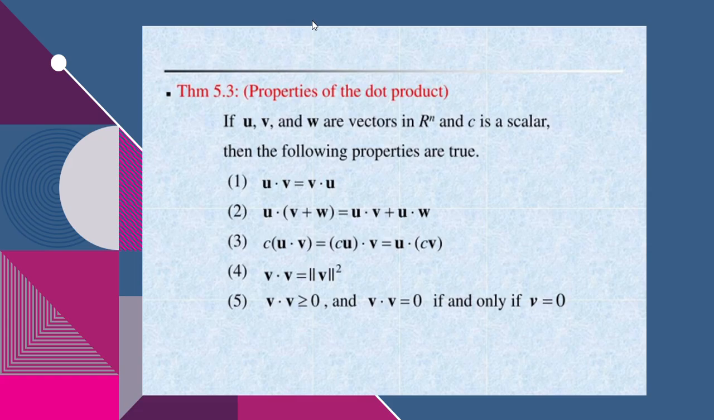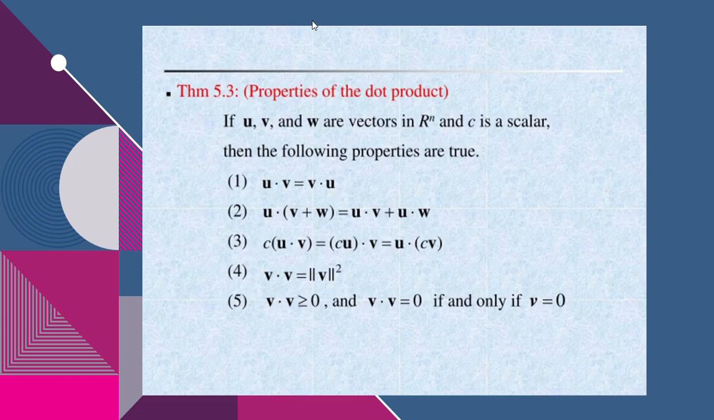The dot product follows five important rules. First, the order does not matter. u dot v is the same as v dot u. Second, the dot product can be distributed. Similar to multiplication in algebra, u dot the sum of v and w equals u dot v plus u dot w. Third, if you multiply by a constant number c, you can place that c anywhere in the expression, and the answer stays the same.